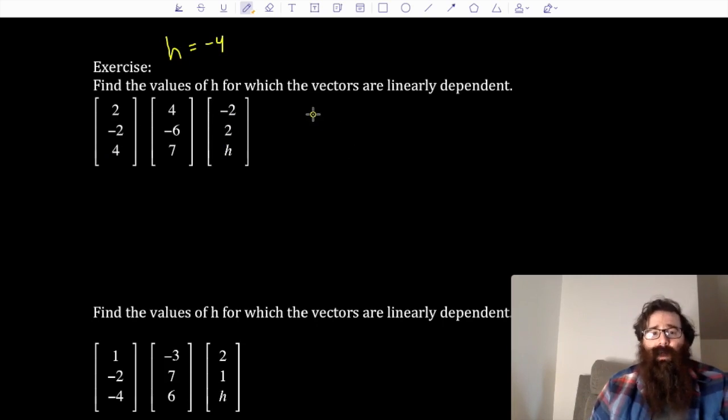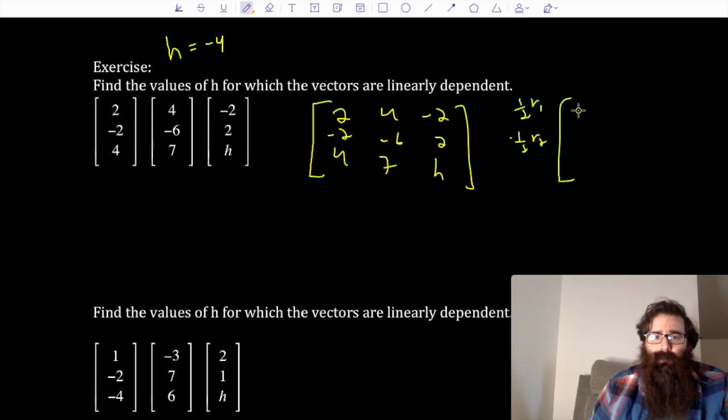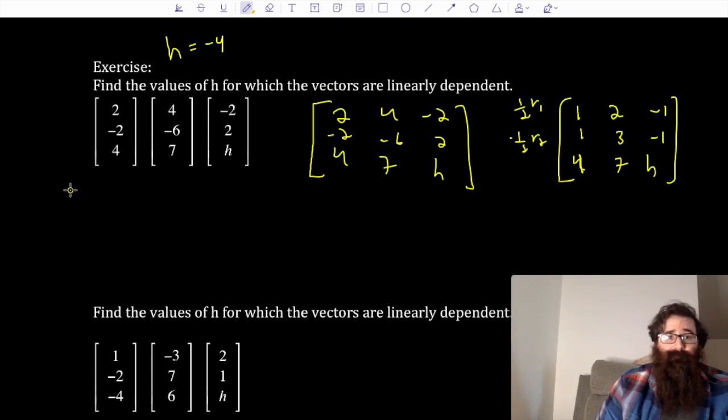But what if I didn't know that? What if I was just row reducing, trying to be the best version of myself that I can be? Let's see if I have room to show this to justify it. I would go ahead and maybe scale rows 1 and 2. So we'll do a 1/2 row 1. I'll do a -1/2 row 2. So 1, 2, -1. Row 2 is going to be 1, 3, -1, and then 4, 7, h. And then I'll row reduce.